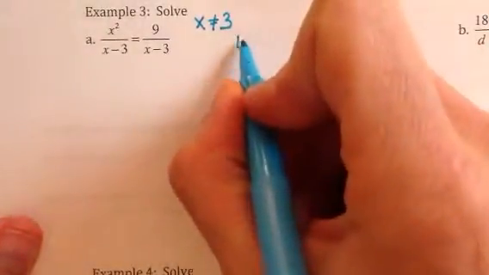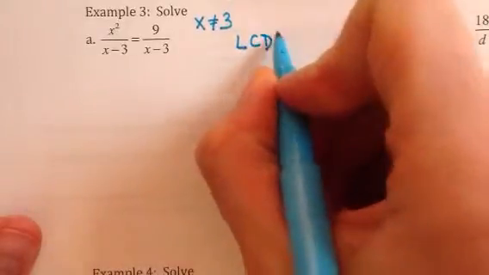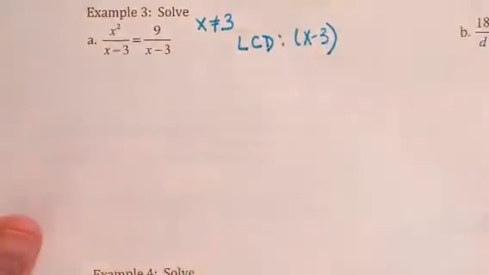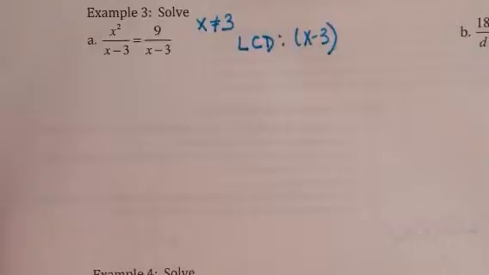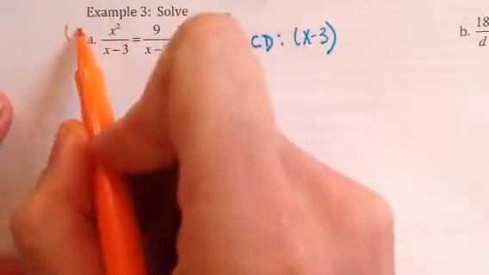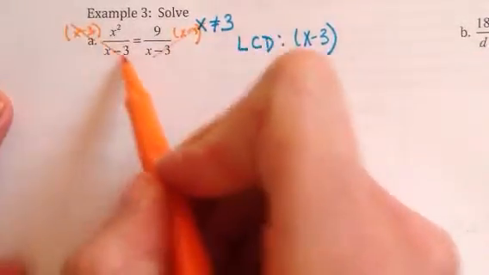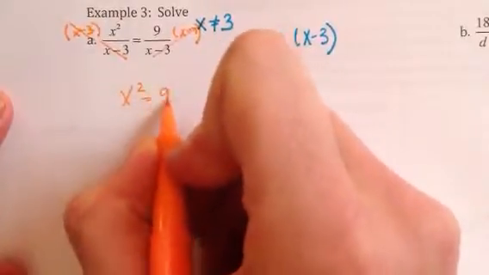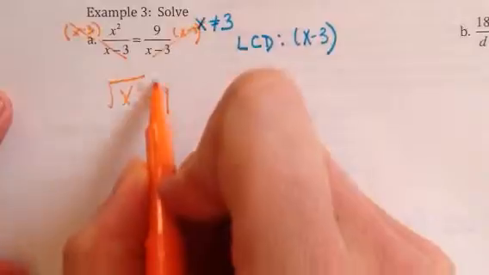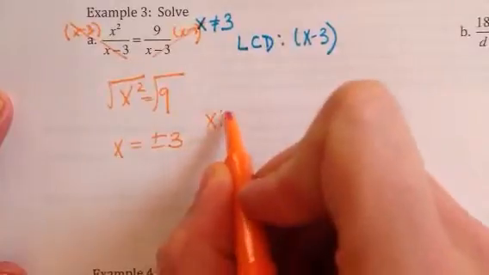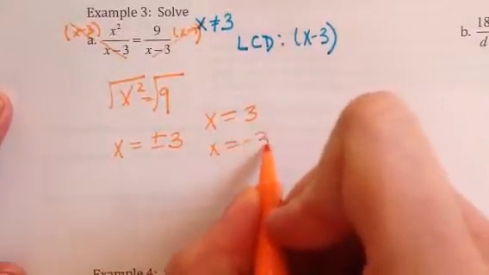The next thing I want to do is find my LCD. And so here I have x minus 3. It occurs both times. So I'm going to multiply my terms by my LCD in order to cancel out my denominator. So I'm going to times top by x minus 3, other side by x minus 3. So my x minus 3's cancel out, and I'm left with x squared equaling 9. To get x by itself, I'm going to take the square root, and x would equal plus or minus 3. So therefore, x would equal positive 3, x would equal negative 3.